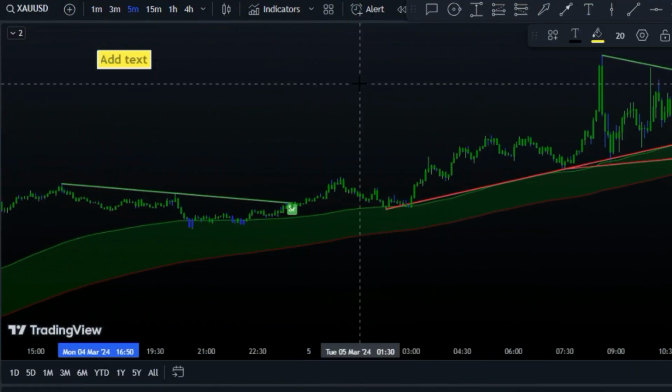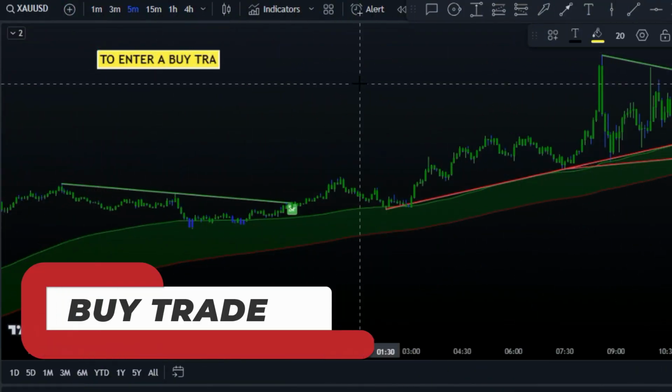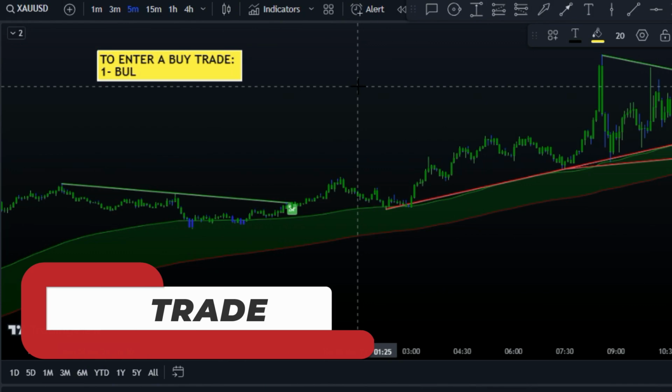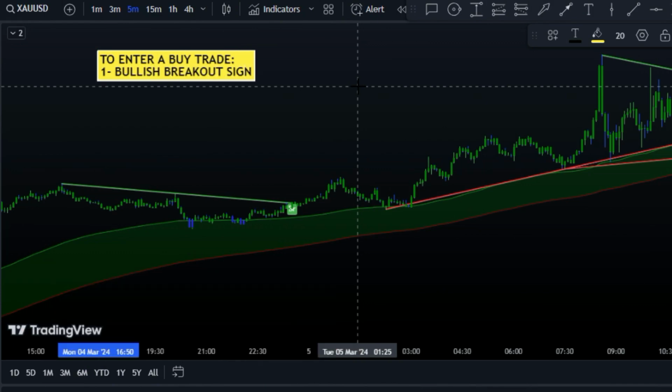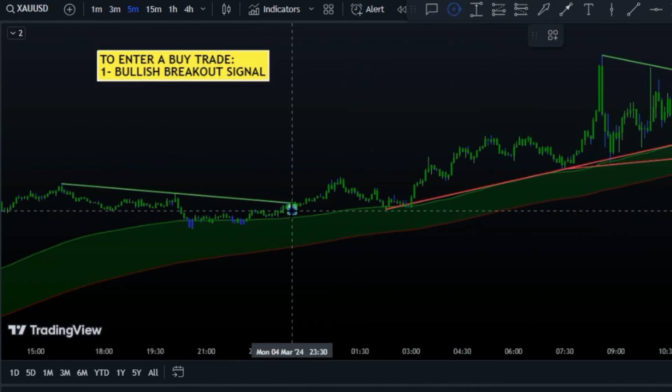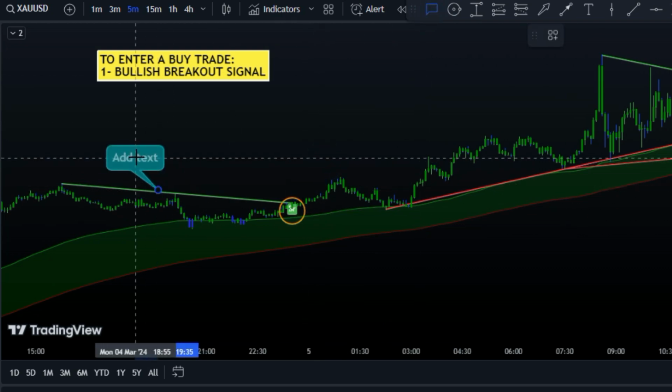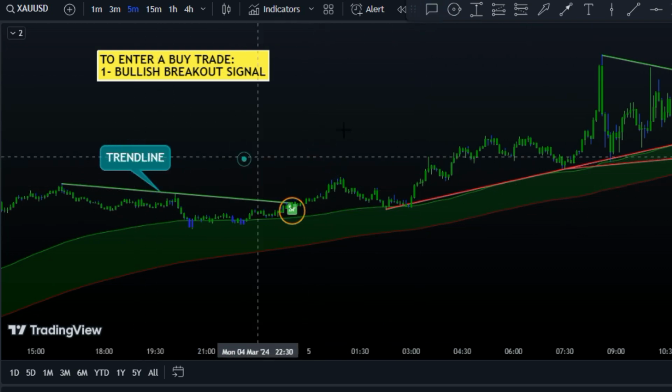Great, now let's talk about buy trades. When it comes to buying, here's what you should do. Look for an upward breakout from a trend line on your chart. This could indicate the prices are about to rise.